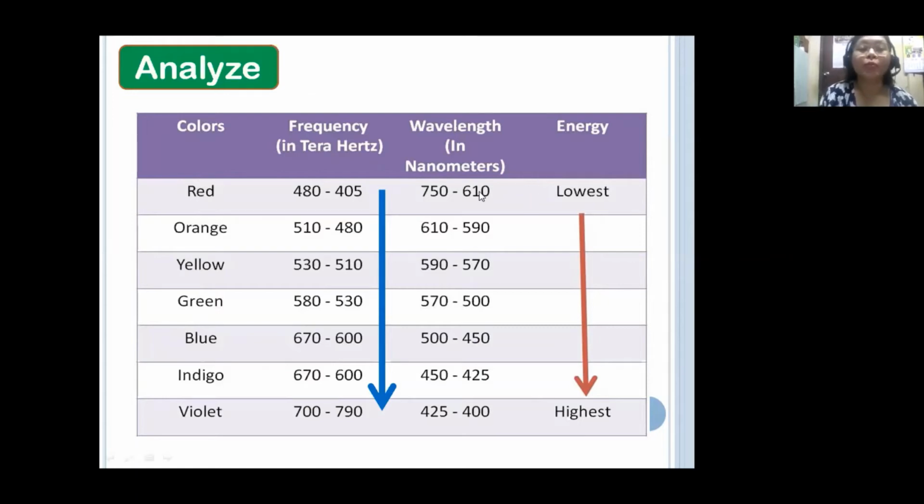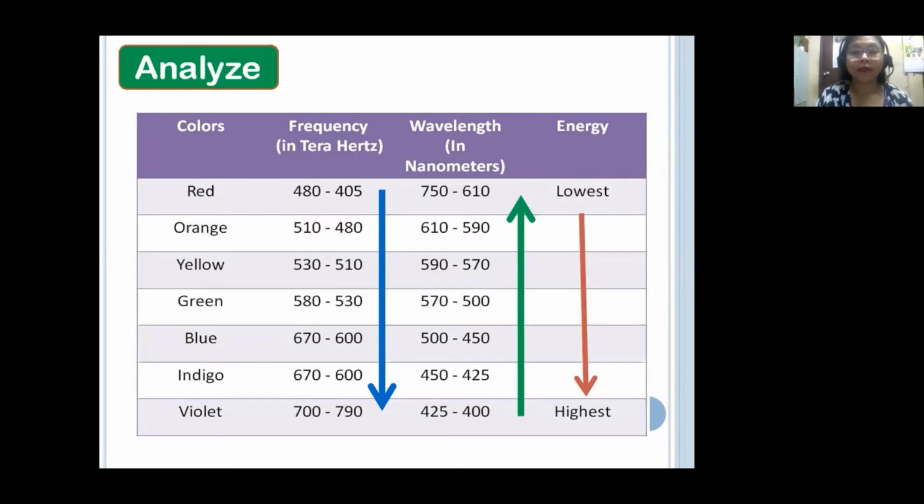Okay? Just remember, the lower the frequency, the lower the energy. The higher the frequency, the higher the energy. And then yung wavelength, kasaluhan niya. Okay? In reverse. I hope you got it. Yeah, get the pattern niya.